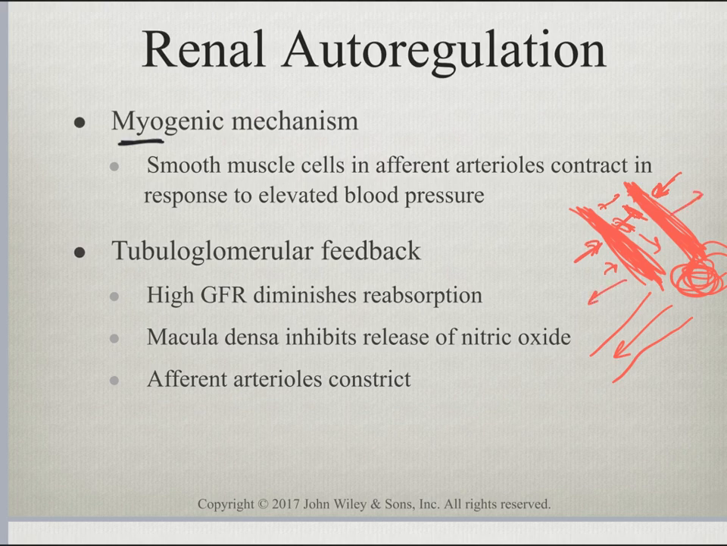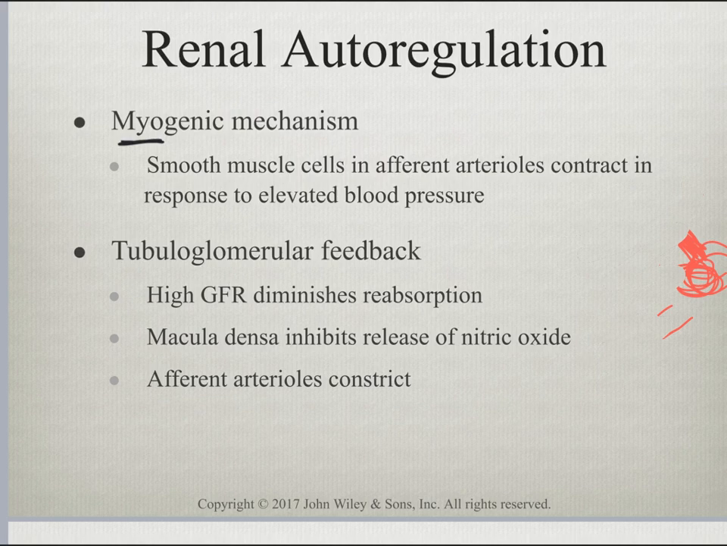Now, let's go ahead and delete this drawing because we're going to talk about the second pathway for renal autoregulation. I don't want that drawing to convolute anything. So we talk about tubuloglomerular feedback, so the feedback between the tubes and the glomerulus.